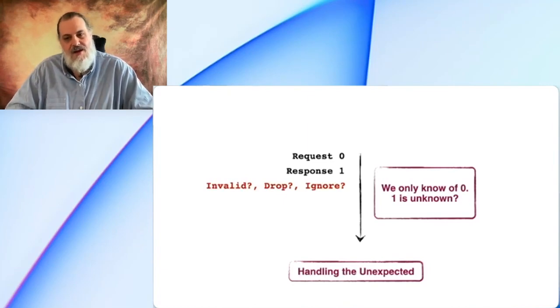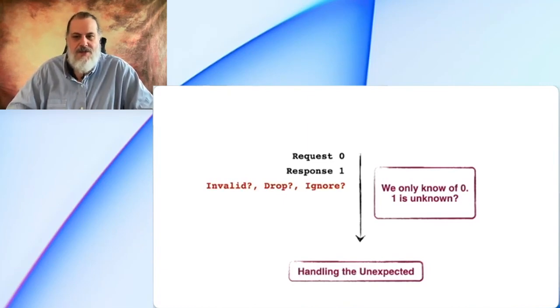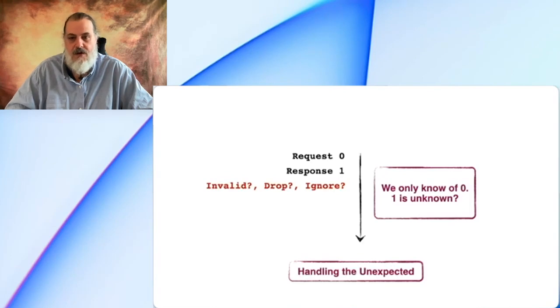But it does provide an interesting question: what happens if you get something that you can't make sense of? Is it invalid? Do you drop it? Do you ignore it? In this case, you've sent request zero, and you got a response for one. At this point, you're not sure exactly what the response for one is. And so that's handling the unexpected. When you introduce async into a system where you're going off and doing other stuff, you have to figure out how to handle the unexpected, because that's what makes network protocols, and how you handle them, very important.